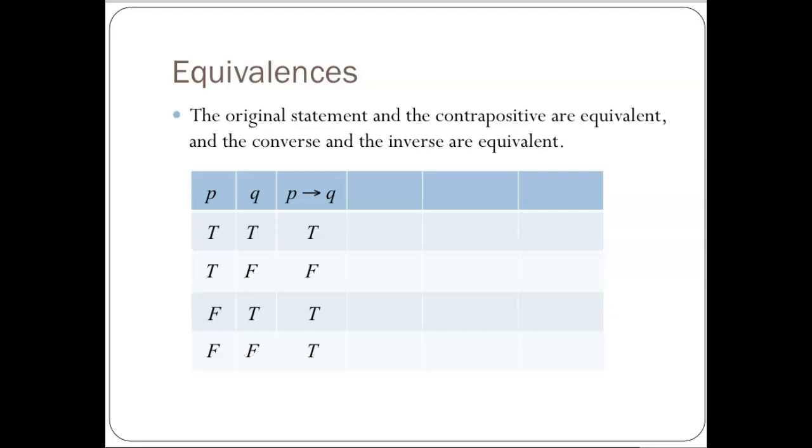The rest of these are just conditionals, but we're switching which one's the antecedent and which one's the consequent. So Q implies P. Remember, the only time this is going to be false is if the first statement is true and the second statement is false. So this is going to be true, true, false, true, because we're going the other direction.